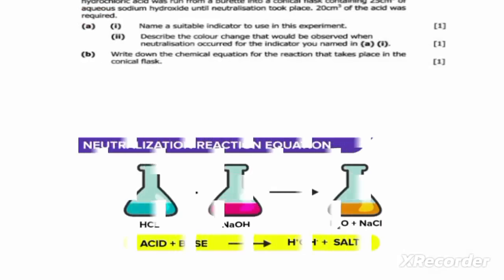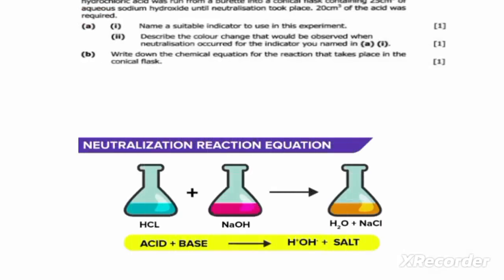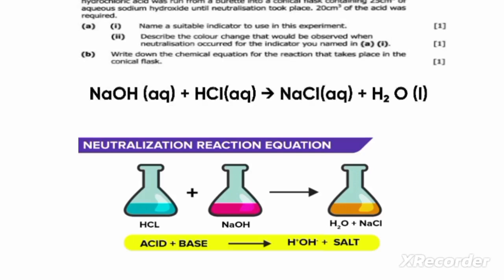So we are going to say sodium hydroxide plus hydrochloric acid is equal to sodium chloride plus water. So we have come up with the equation which is here. We have seen that hydrochloric acid and sodium hydroxide have reacted, and this has led to production of salt and water.